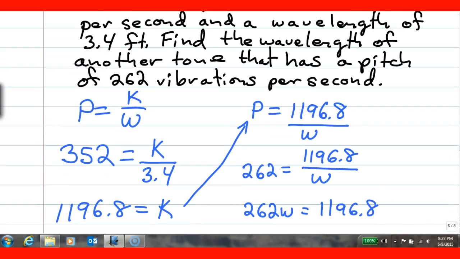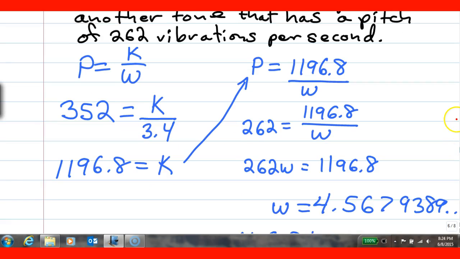Now I can plug that value in, and I can come back and answer the question at the end. It says, find the wavelength of another tone that has a pitch of 262 vibrations per second. So I'm going to plug in 262 equals 1196.8 over W, or wavelength. Now the wavelength, I'm going to move it out first. So I'm going to multiply it to both sides. It's dividing, so the opposite is multiply.